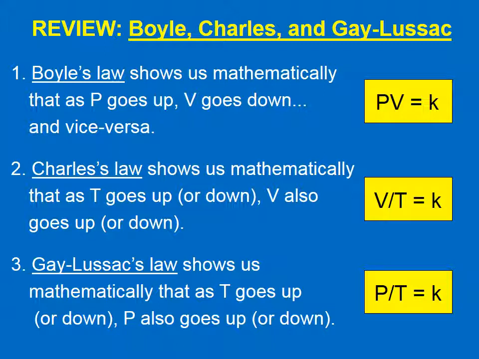Boyle's law shows us mathematically that as P goes up, V goes down, and vice versa. Charles's law shows us mathematically that as T goes up or down, V also goes up or down. And finally, Gay-Lussac's law shows us mathematically that as the temperature goes up or down, the pressure also goes up or down. What you can see here is that we've got pressure, volume, temperature, and each of these is related to some constant. And what we're going to do in the combined gas law is put all three of these into one equation.